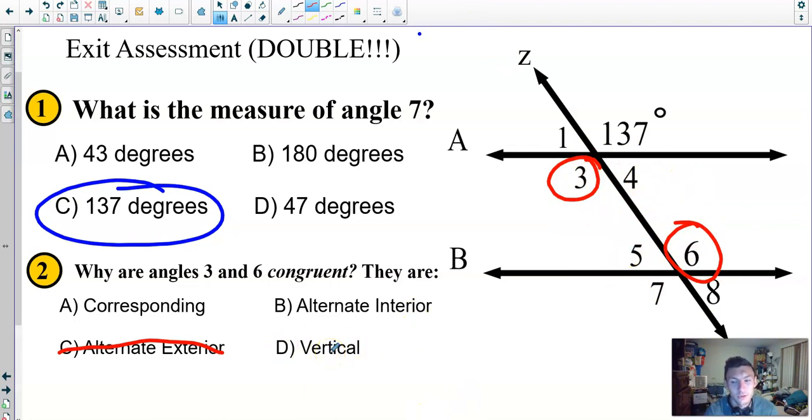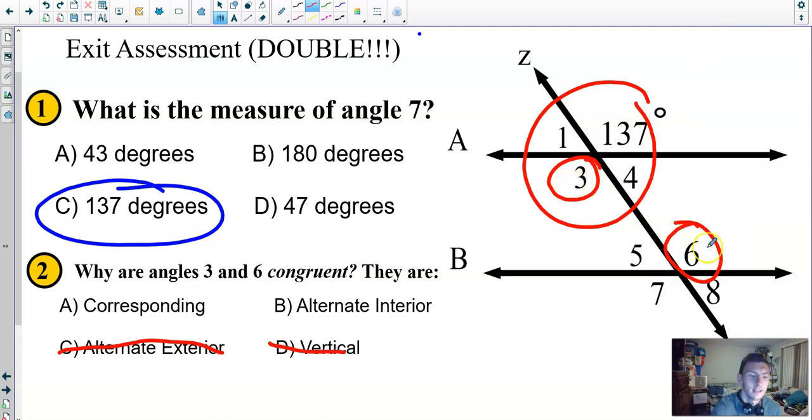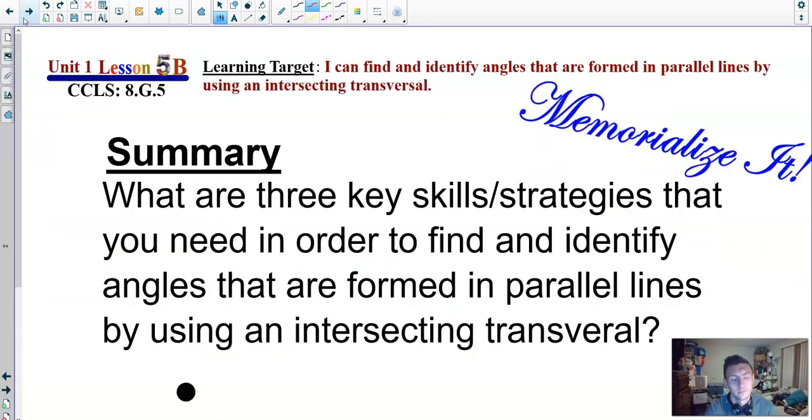They're not vertical. You guys know vertical angles at this point. Vertical angles have to be touching. So 3 and 2 are vertical. 6 and 7 are vertical. So that's out. Now, are they corresponding? No. Corresponding means in the same position. So I have 4 angles here. I have one that's in the top left, top right, bottom left, bottom right. 3 is in the bottom left. 6 is in the top right. So they are not corresponding. They are alternate interior angles.